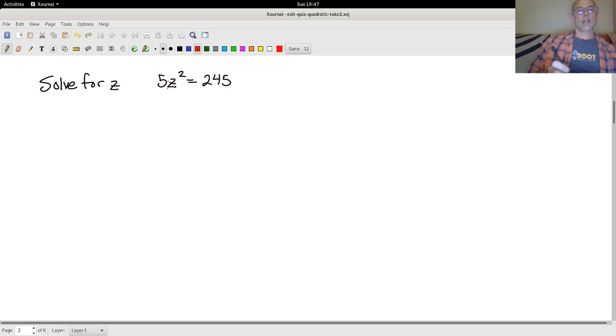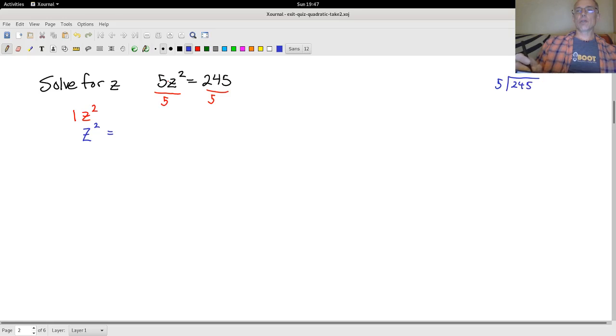And so we want to isolate the variable and use square roots here since there's only one z, the z squared. So I'm going to divide by 5. And so on this side I get 5 divided by 5, which is 1 times z squared, and 1 times z squared is z squared. On the other side I have to take 5 into 245. So let's go over here, and 5 goes into 245.